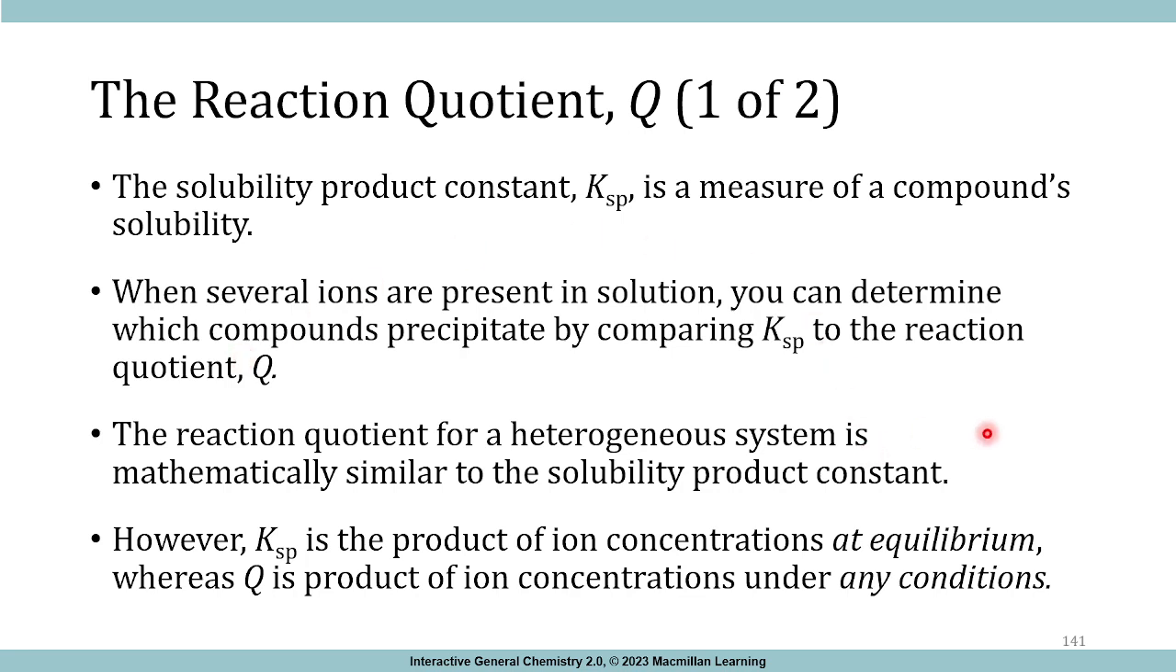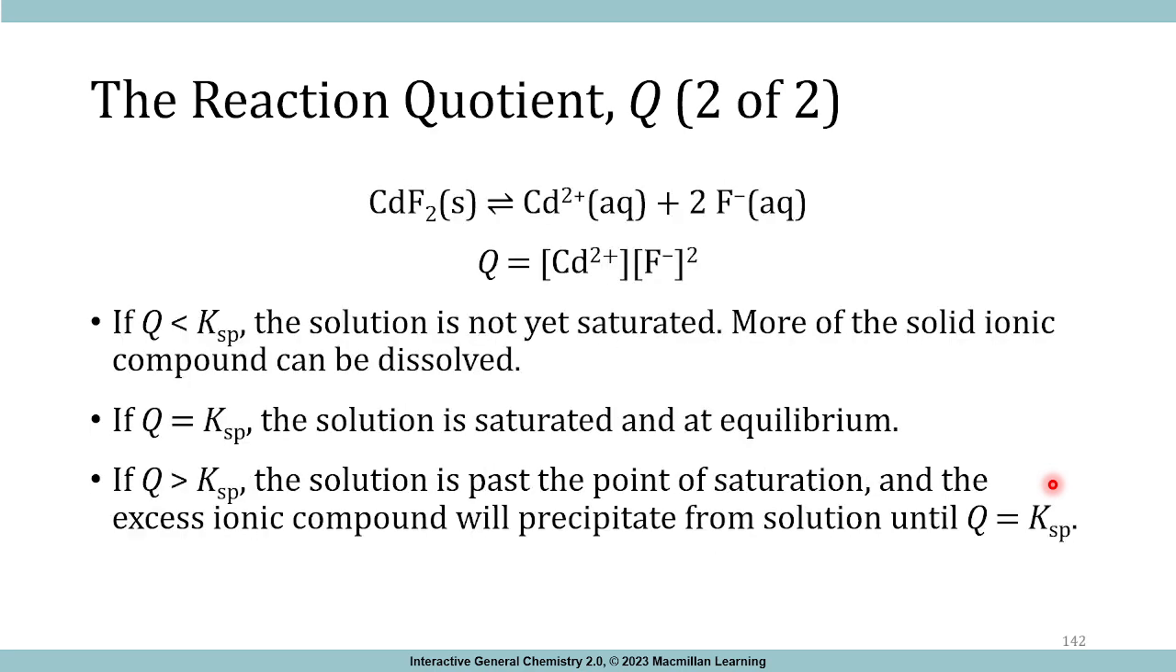So the reaction quotient for a heterogeneous system is mathematically very similar to the solubility product constant. However, the KSP is the product of the ion concentrations at equilibrium. Q is the product of ion concentrations under any conditions. It could be at equilibrium. If Q is at equilibrium, it would be K, right? But under any other conditions, Q is not K. So right here we see Q. Again, it's the same thing as an equilibrium expression. It just may not be at equilibrium.